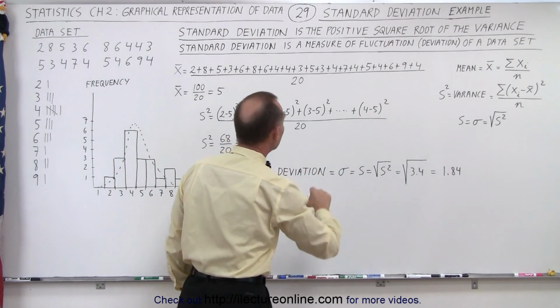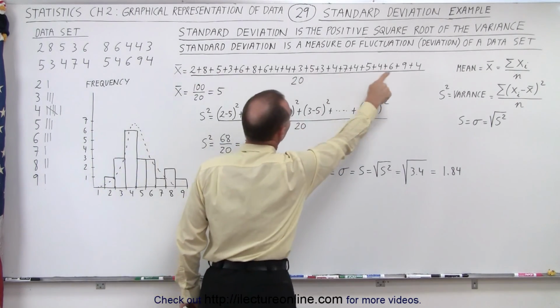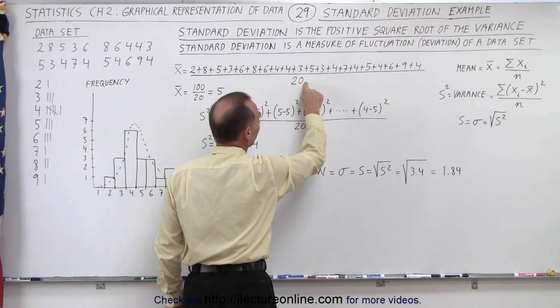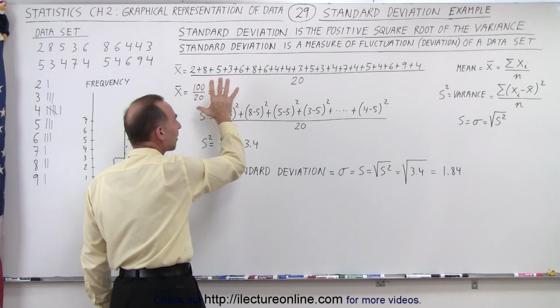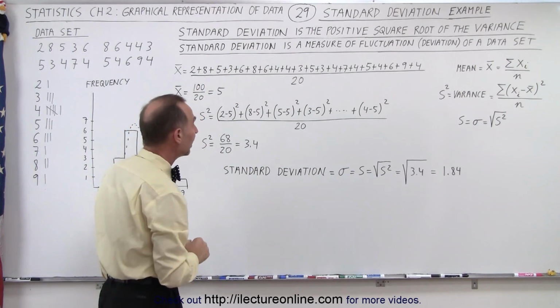So first we calculate the mean of the data. We add up all the data points and we divide by the total number that we have, which is 20. So it's 100 divided by 20, or 5. So 5 is the average value of all the numbers in the data set.